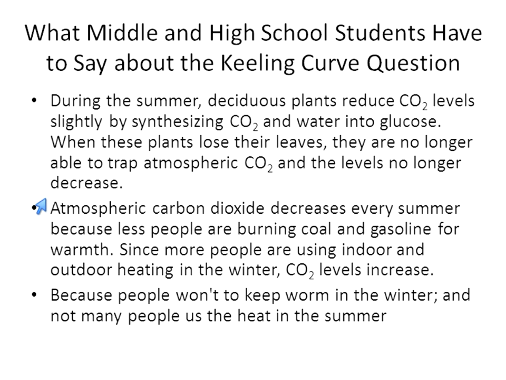The second one does in fact focus on human activities. Atmospheric carbon dioxide decreases every summer because less people are burning coal and gasoline for warmth. Since more people are using indoor and outdoor heating in the winter, carbon dioxide levels increase. Notice that this could have some effect on how fast carbon dioxide increases in the winter, but it could never explain the decrease in the summer. There are also quite a few students who have answers like, because people want to keep warm in the winter and not many people use heat in the summer.